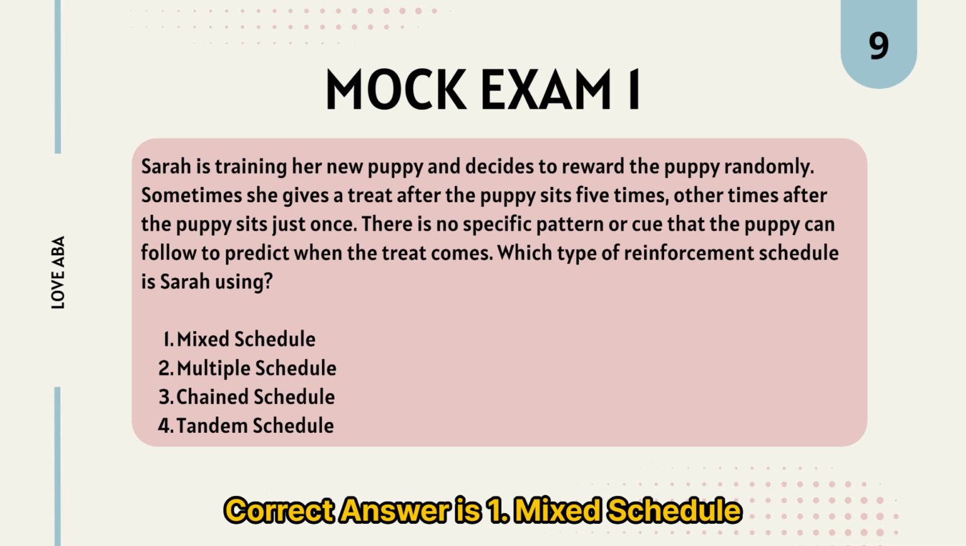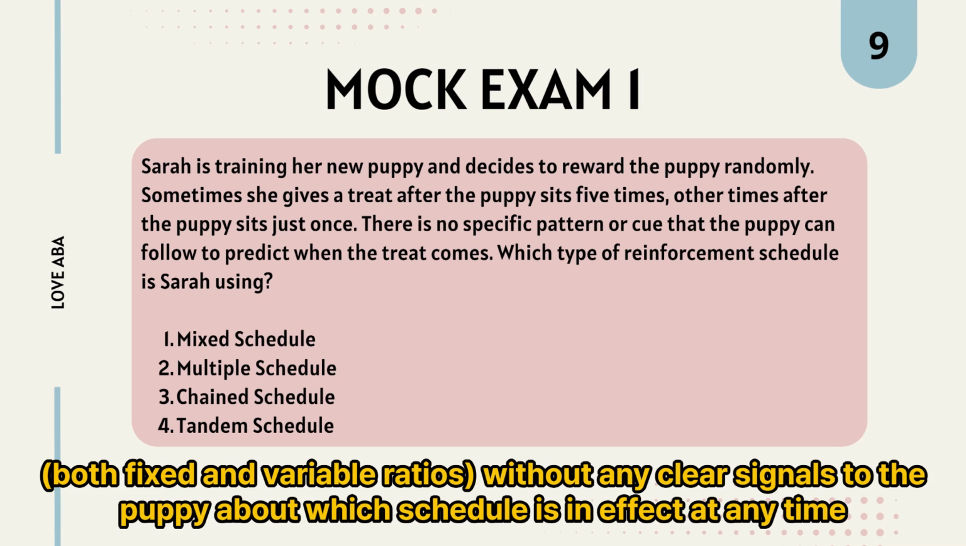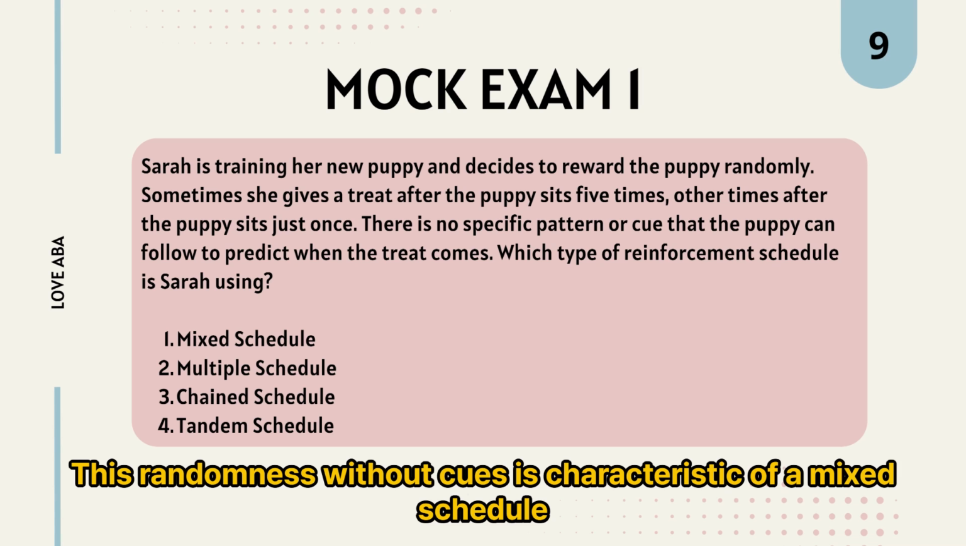Correct answer is 1. Mixed schedule. Sarah is using a mixed schedule because she is varying the reinforcement schedule, both fixed and variable ratios, without any clear signals to the puppy about which schedule is in effect at any time. This randomness without cues is characteristic of a mixed schedule.